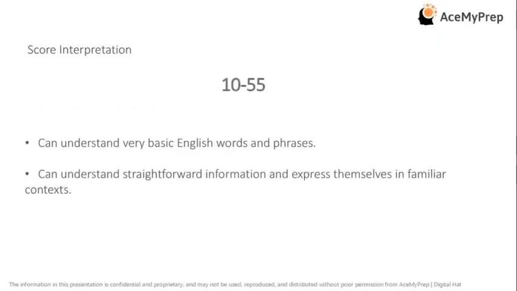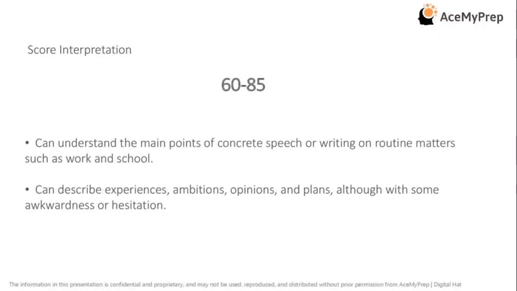Okay, so understanding the scoring pattern. If you get a score between 10 and 55, it means you have very basic English language ability. You can share straightforward information, and you can express something that you are clear about. Next is 60 to 85. You can understand the main points of a speech or a piece of writing, which can be about work or school, so it can be more professional and have a lot more details. You can describe your experiences, ambitions and opinions, although not in a flow, but with some hesitation.